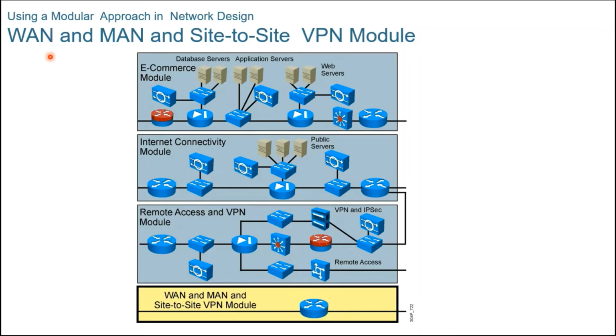WAN and MAN and site-to-site VPN module. So the MAN and WAN and site-to-site VPN module uses various WAN technologies, including site-to-site VPNs to route traffic between remote sites and the central site. So in addition, we could have the leased lines, okay, so circuit switch data link technologies like the old frame relay and ATM, which are already obsolete.